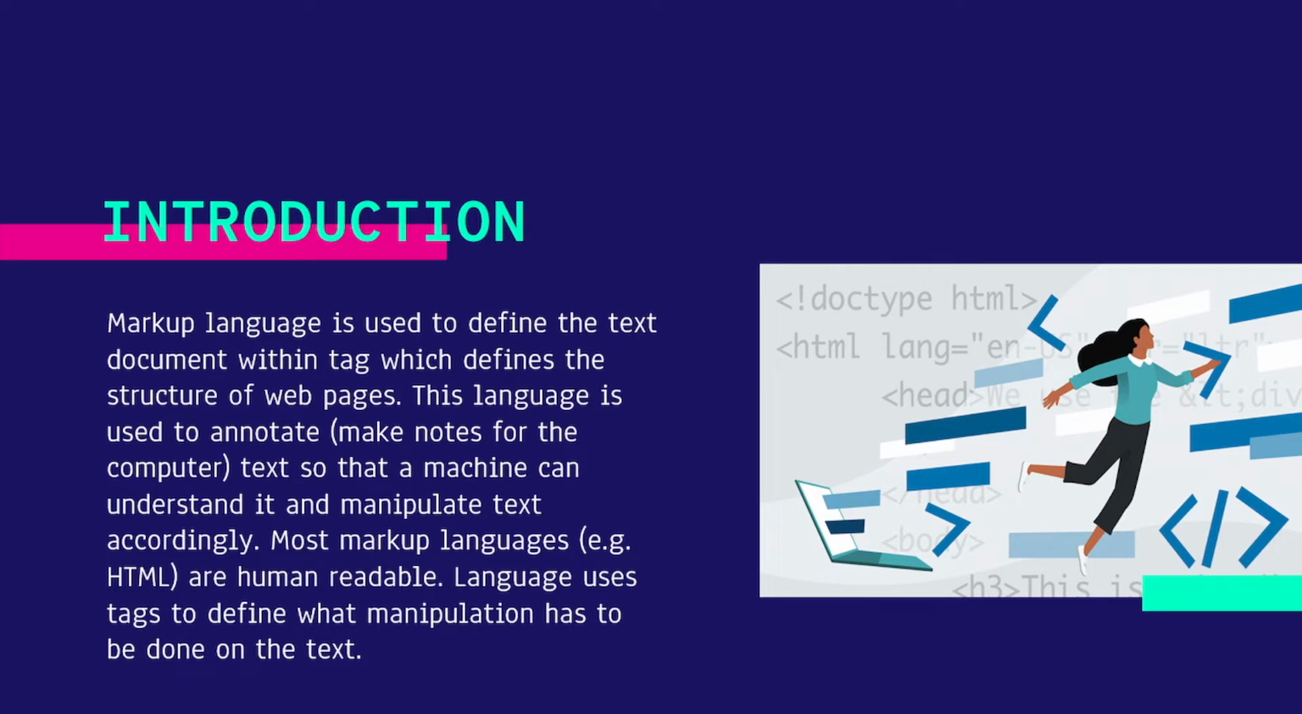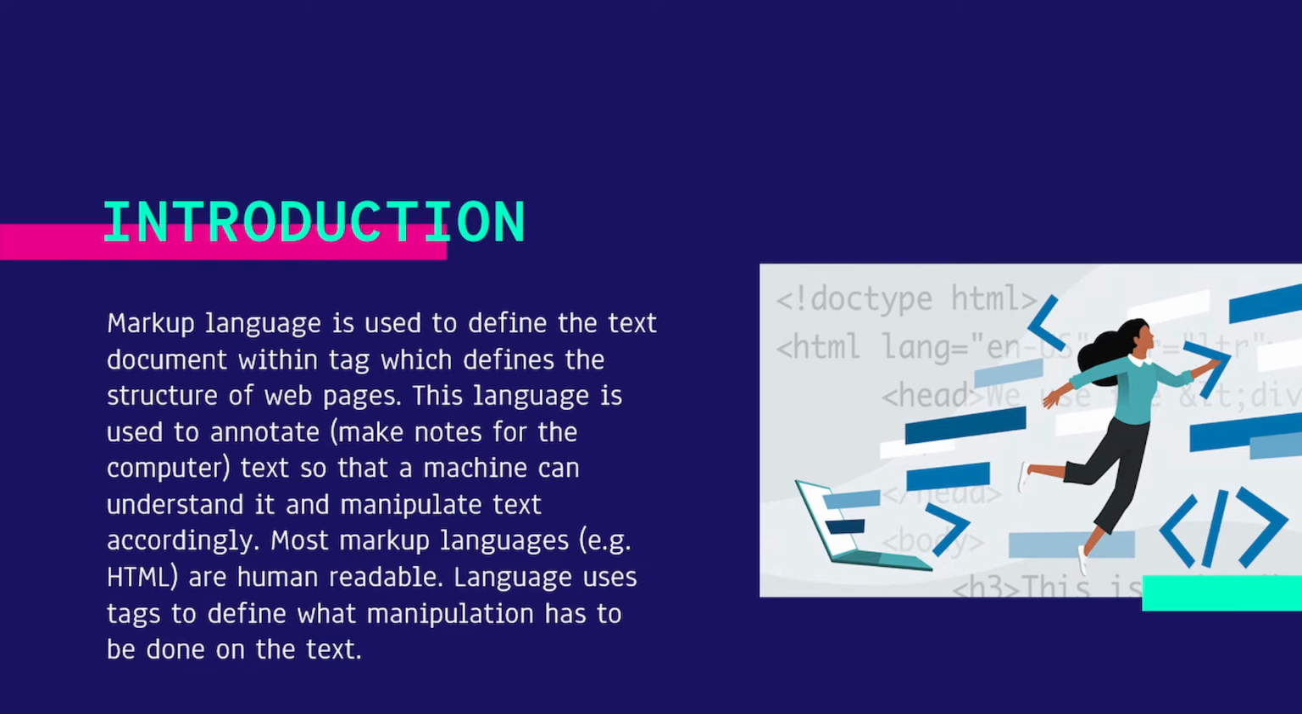Markup language is used to define the text document within tags, which defines the structure of web pages. As I've already told you, it provides some tags which we will soon understand what is that actually. And then web pages are created with the help of those tags. This language is used to annotate, make notes for the computer text so that a machine can understand it and manipulate text accordingly. So it provides some tags which a machine can understand and execute the thing which we want on the web or a website.